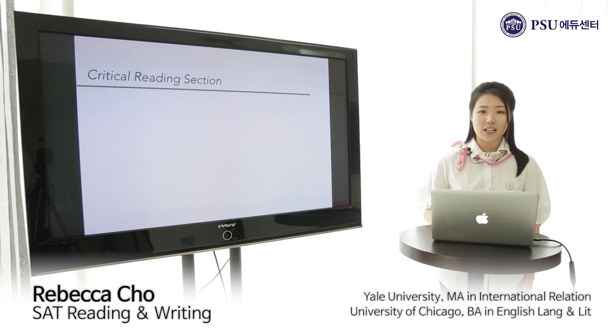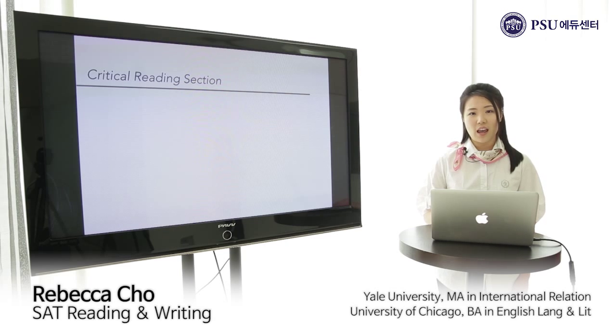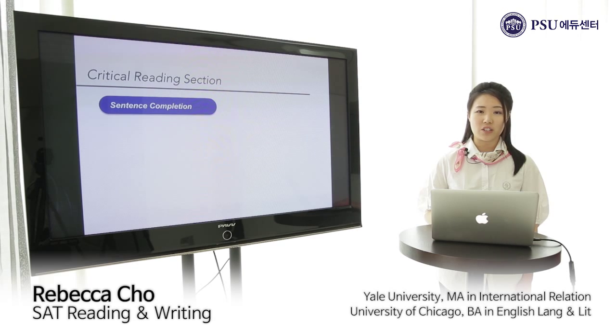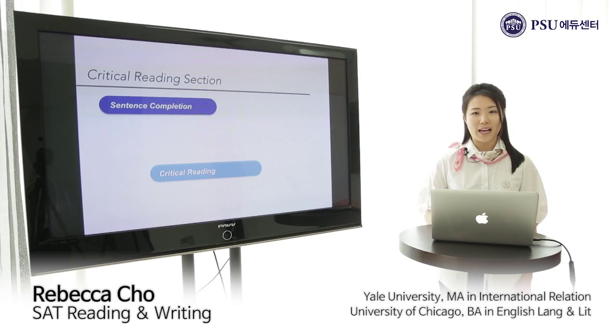So the critical reading section on the SAT, you'll encounter 3 sections, and they range from 20 to 25 minutes each. And you'll encounter the sentence completion questions, and you'll also have the critical reading passages.